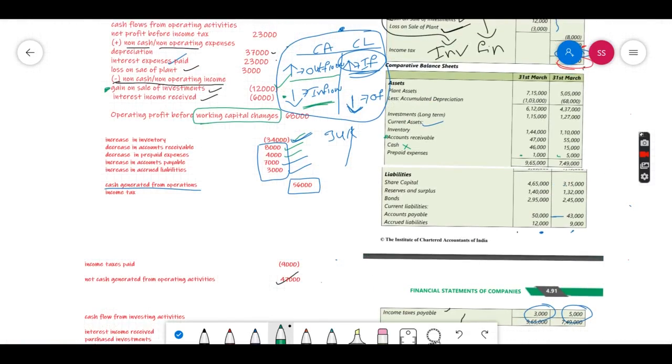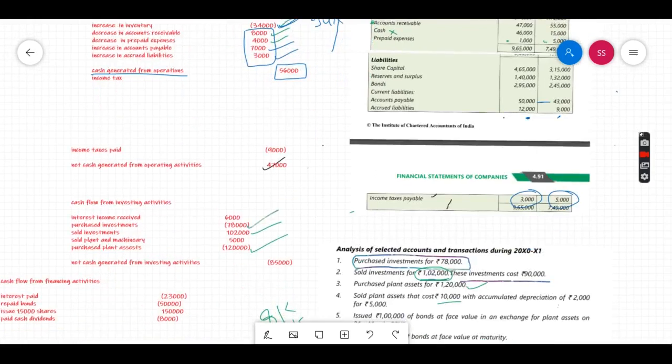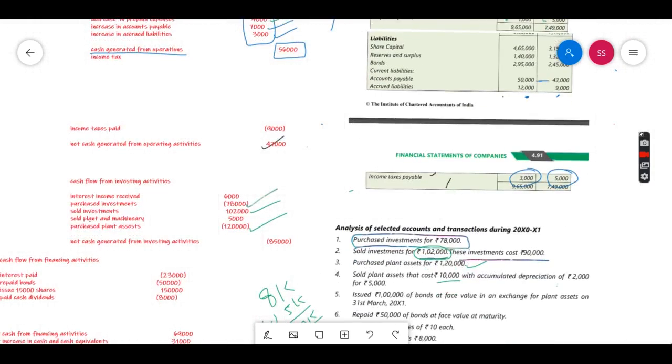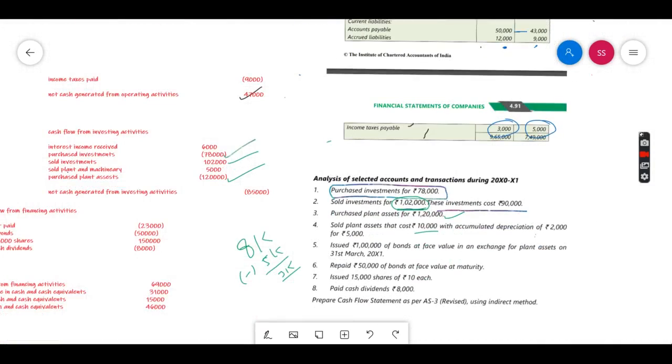Loss on sale of plant. This is already given in the question. See here, loss on sale of investment. So gain on sale of investment is 12,000, and loss on sale of plant is 3,000. Now if you correlate with the adjustments, you are getting the same figures, right? That's it. We are done with the investing activity.